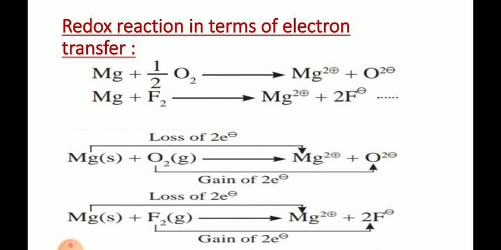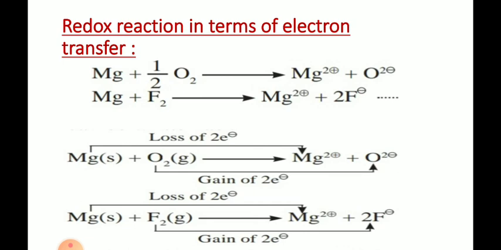Students, look at this example, that is magnesium. When it is oxidized with an oxygen molecule, it converts into Mg2+ and O2-. Means in this simple reaction, what happened? Electrons got transferred. Here, if you look at the oxidation state of magnesium, it is +2, and at the same time oxygen has the oxidation state -2.